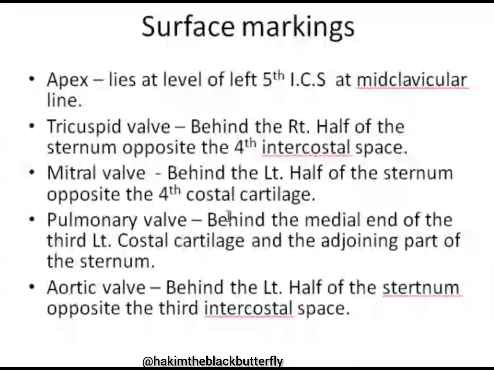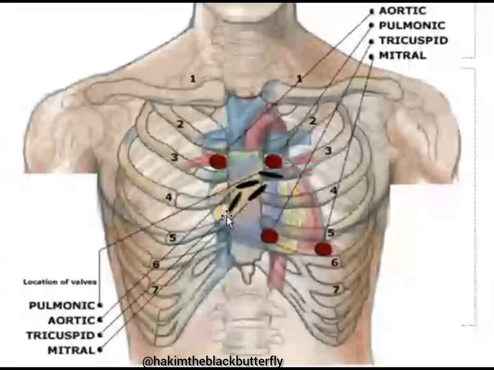A surface marking is whereby you can mark on the surface of the body where a part of the heart is located, even without opening. Now, these black points indicate the regions below which you have the valves.